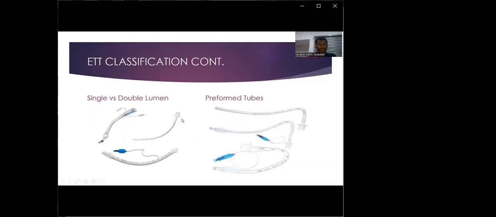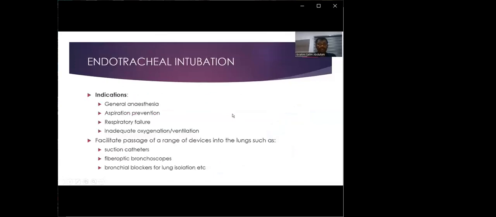So these are the single lumen tubes. This is the uncuffed, and this is the cuffed, which has a pilot balloon, and this is the example of the double lumen tube. And then for the preformed, we have the south facing, which is usually for oral intubation, and the north facing is for nasotracheal intubation. And this one also can be cuffed or uncuffed.